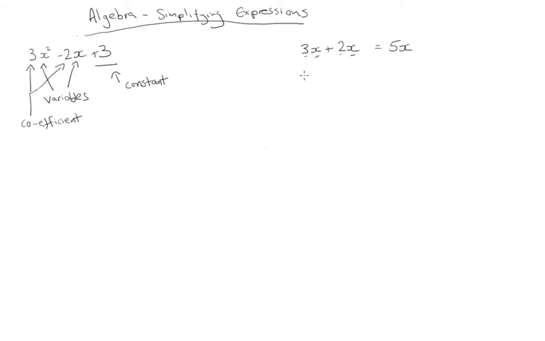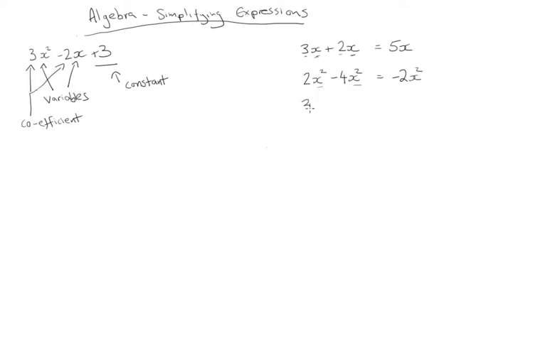Now, here's another example. 2x squared minus 4x squared. First of all, are the variables the same? Yes, they are. This is an x squared and this is also an x squared. So that means that we can simplify this further. So 2 minus 4 would give us minus 2. And we also need to write down the variable. So it's minus 2x squared. So we have simplified this.